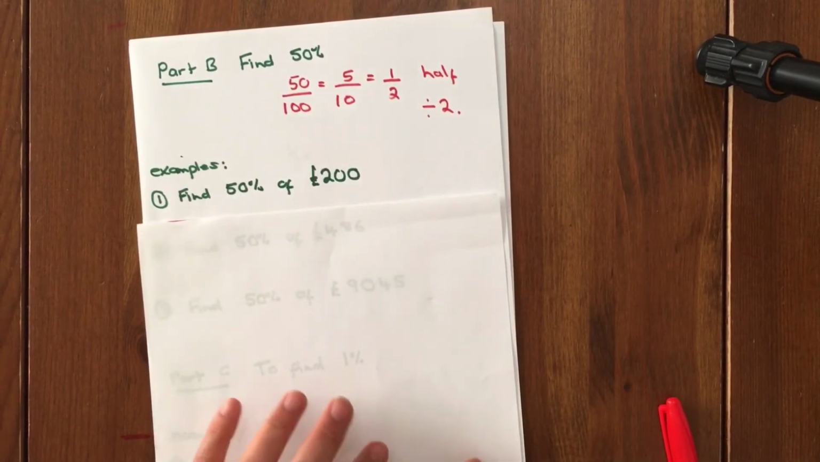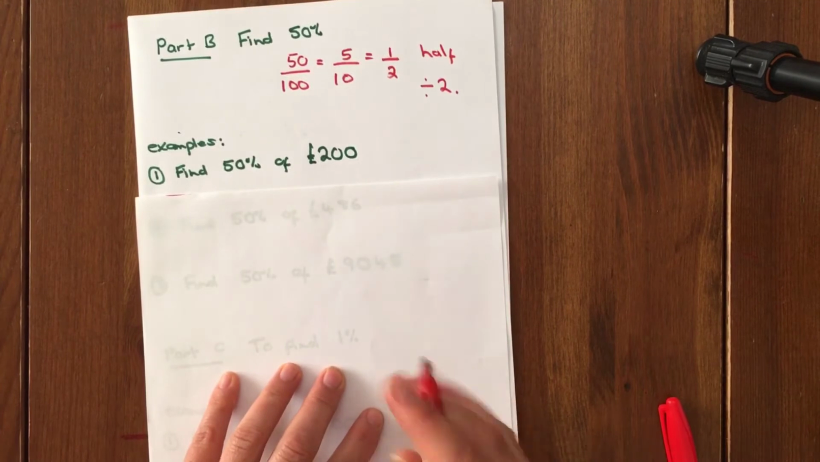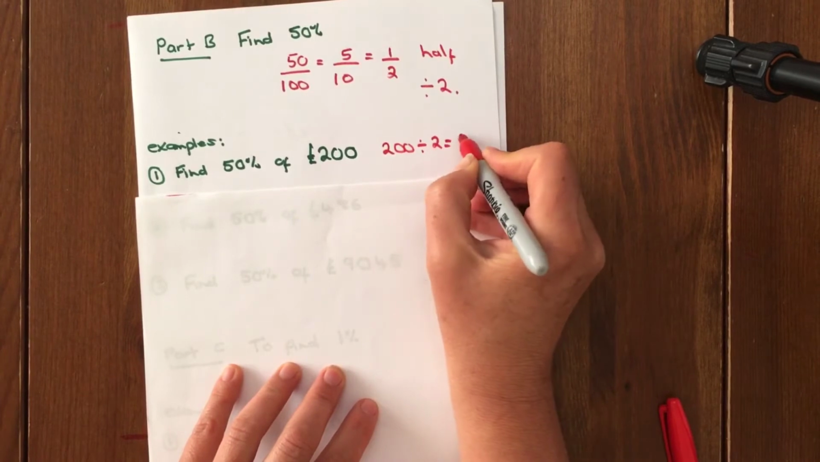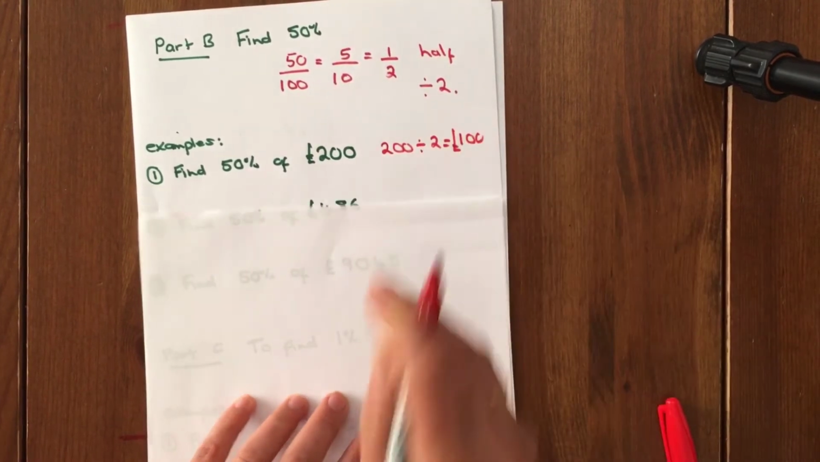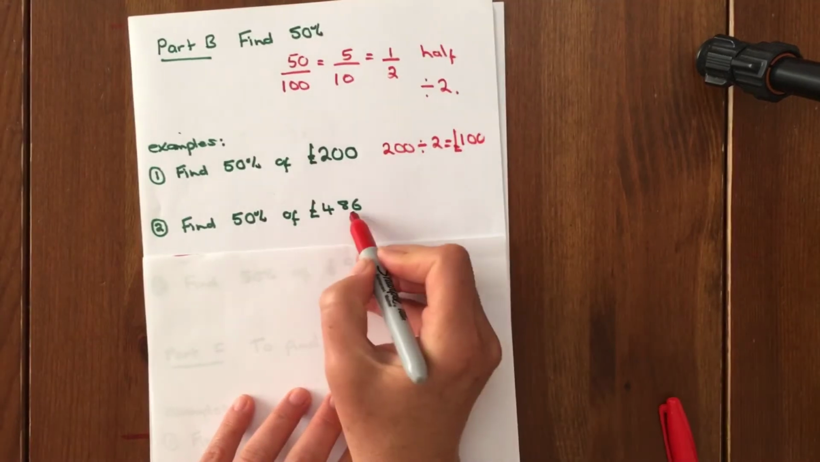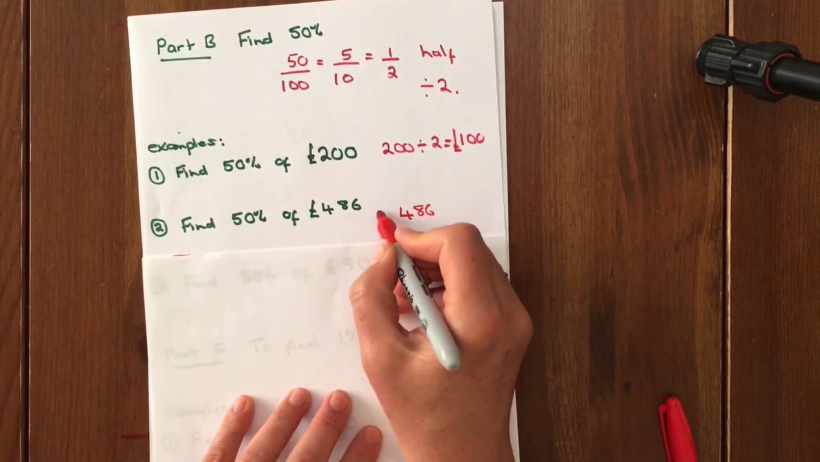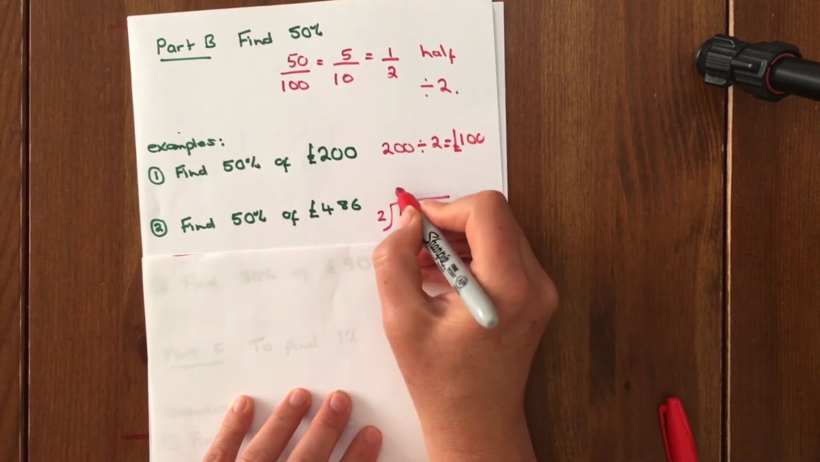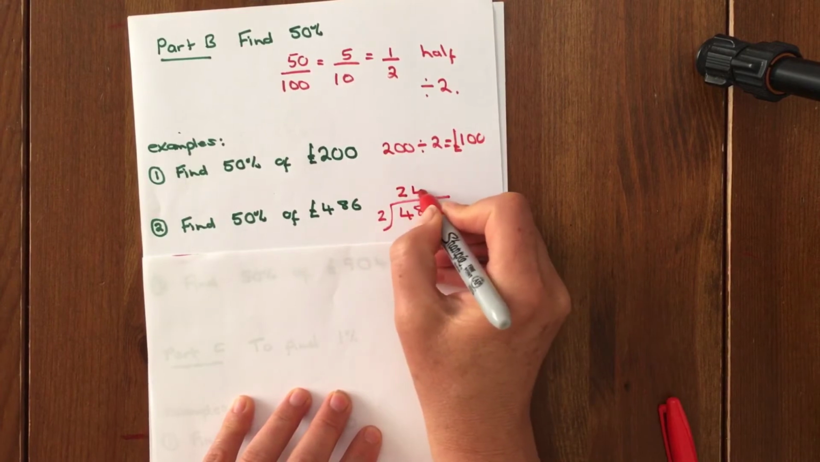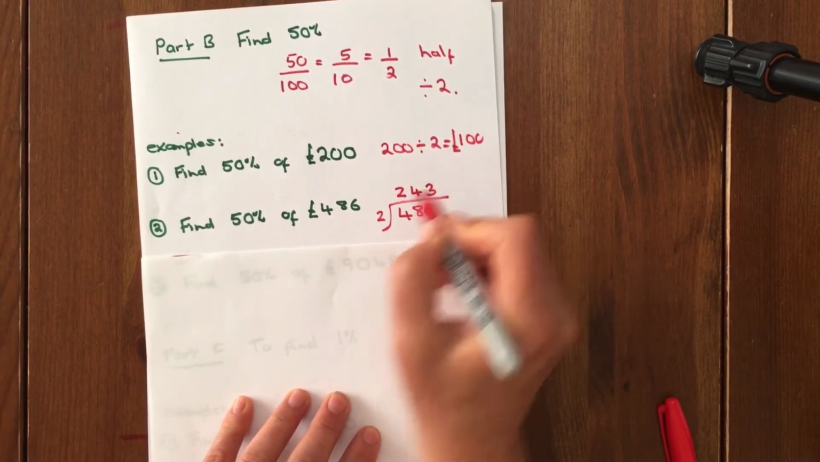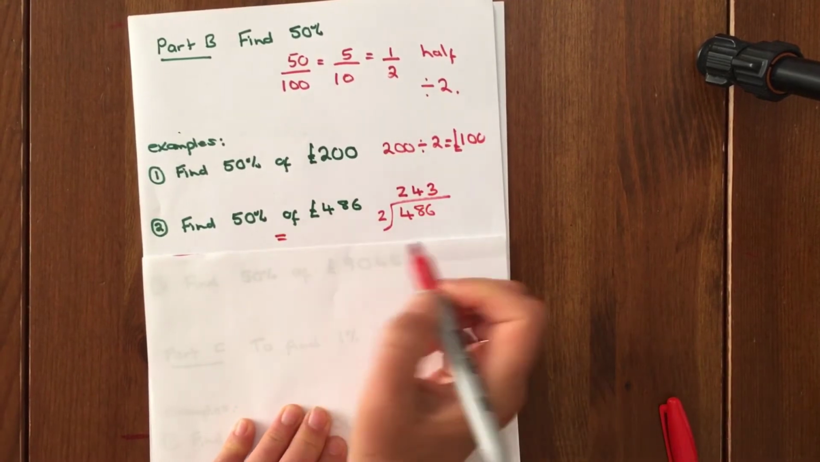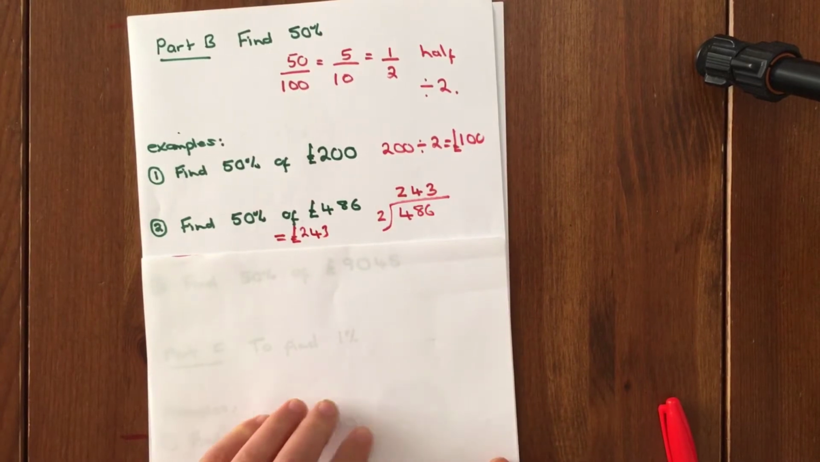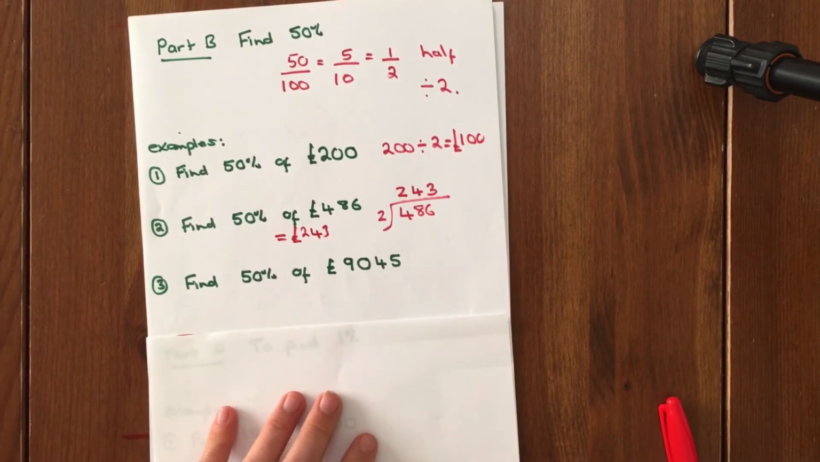So let's have a go at 3 examples to put in your book. Find 50% of 200. So I do 200, I half it, I'll get £100. I want to half this one here. If you can't do it in your head, you can use the bus stop method for dividing by 2. 2 into 4 goes 2, 2 into 8 goes 4, 2 into 6 goes 3. So half of 486 is £243.